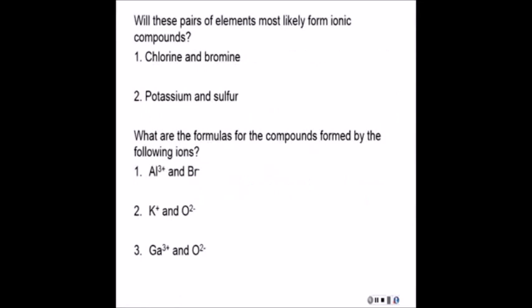All right, here are a couple of questions for you to answer. So answer these on a separate piece of paper, then come back and check your results. Which of these pairs of elements more likely form ionic compounds? And then the second one, what are the formulas for the compounds formed by the following ions?